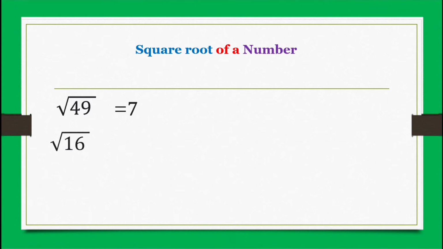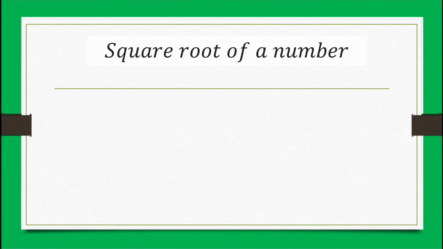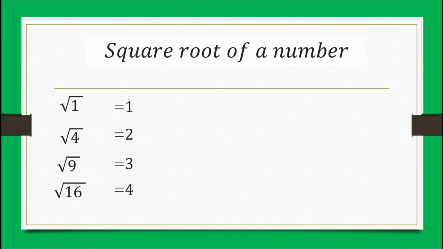Square root of 16 equals 4. Kapag ang 4 ay in-squared natin, ang magiging sagot ay 16. Ibig sabihin ay 4 times 4 equals 16. Kaya ang square root ng 16 ay 4. Next, square root of 25 equals 5. Alam nyo ba na sa 1 to 100, meron lamang 10 numbers na may perfect square root? Yes. The following are numbers with perfect square root.